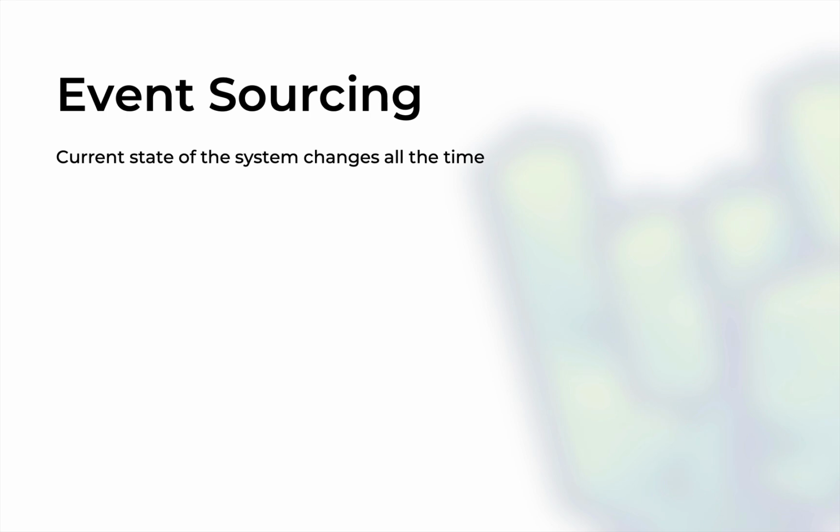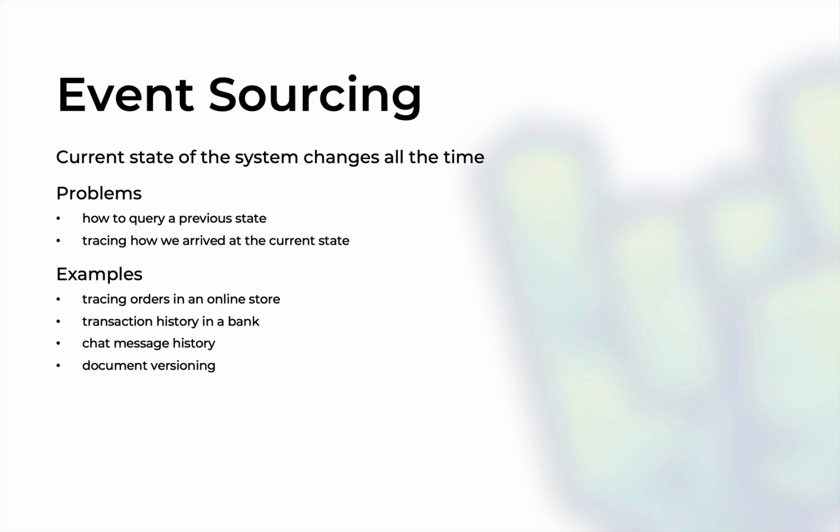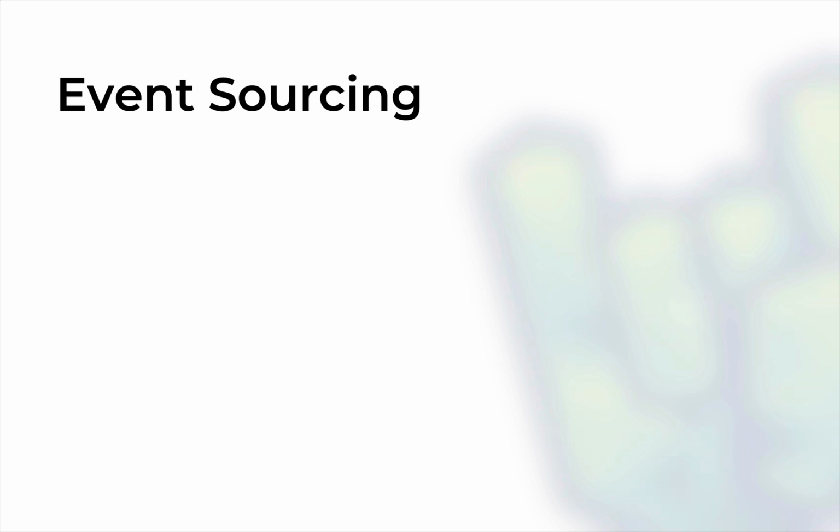Now, event sourcing is appropriate for situations when the current state of the system will change all the time, but you're also interested in querying a previous state or in tracing how you arrived at the current state. Examples include tracing orders in an online store, tracing the transaction history in a bank, chat message history, or document versioning in a shared repository, or, as we will see in the code, a hotel booking system.